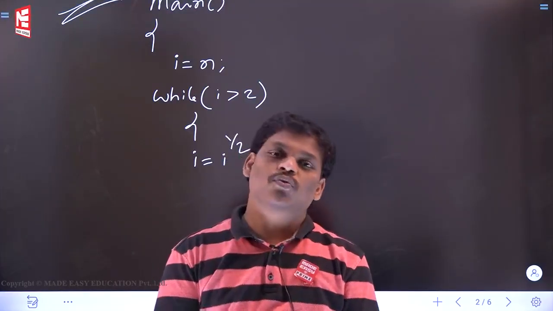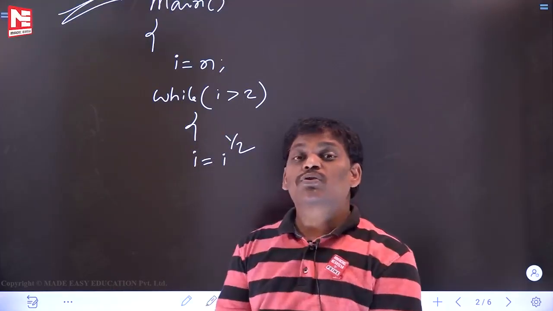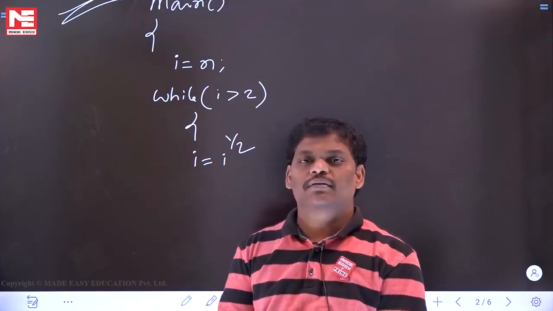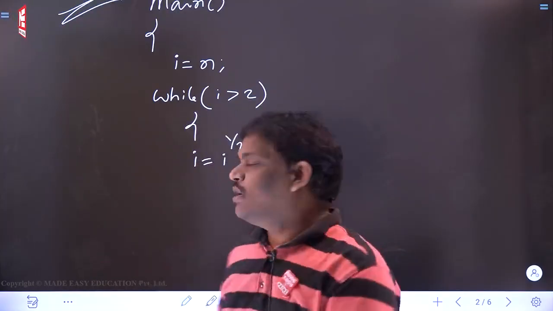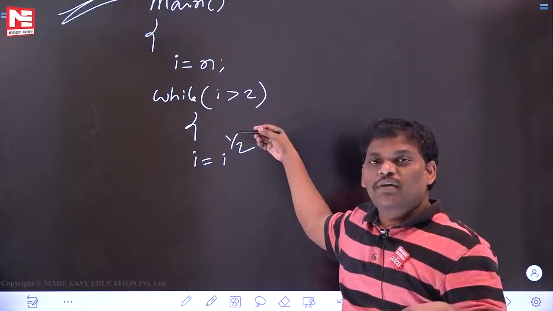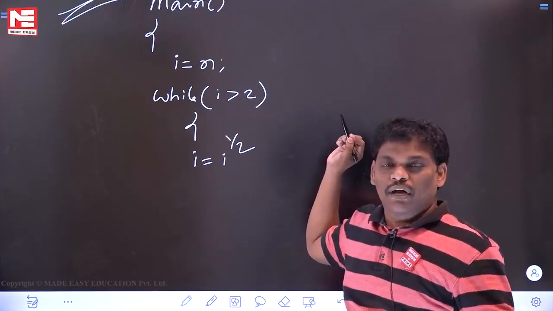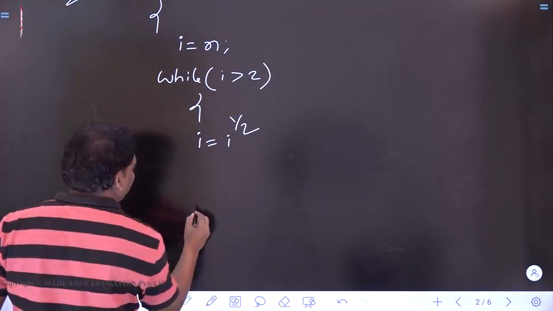I think root. Root is decrementing a lot. 1000 root is approximately 33. I think 33 is a very small number, an indication that this loop will be over immediately. Compared to the previous problem, here the loop will be over immediately. How many times? You will see now. See this one, I is equal to I power 1 by 2.